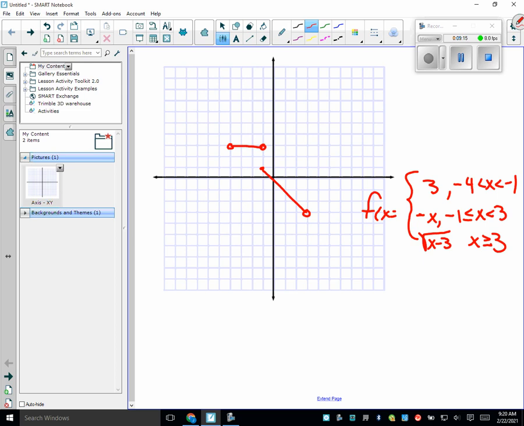Now, the third piece, I think it's going to have a closed circle at 3, 0. Do you agree? Do you know what that looks like? Do you want to graph that piece? It's a curve, but it's not a line, because a line means straight, but it is a curve.